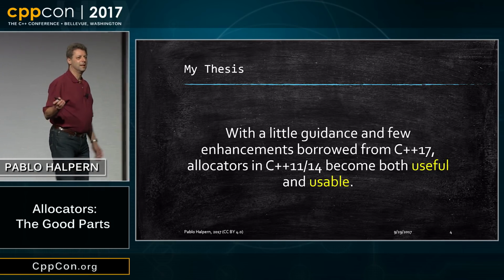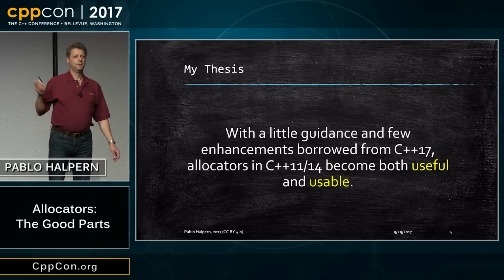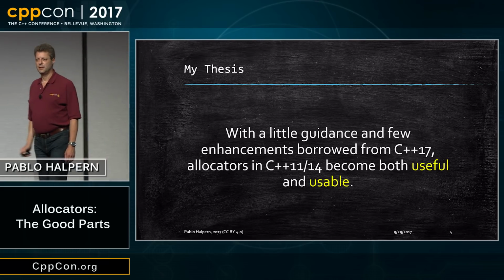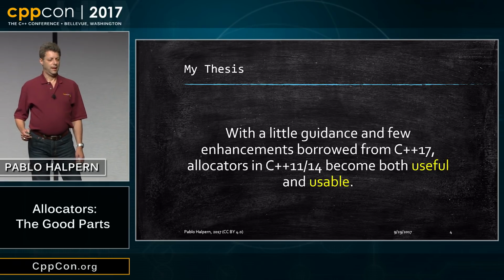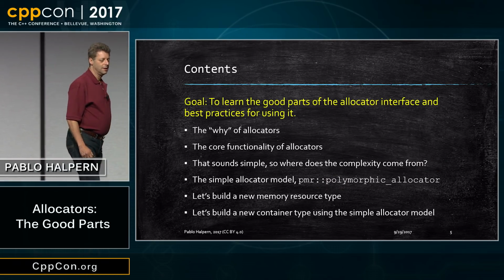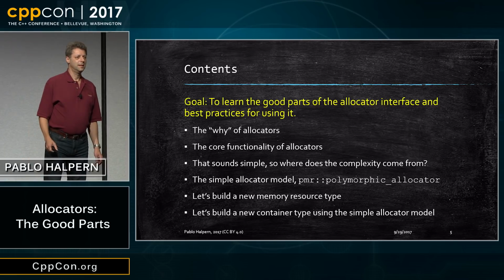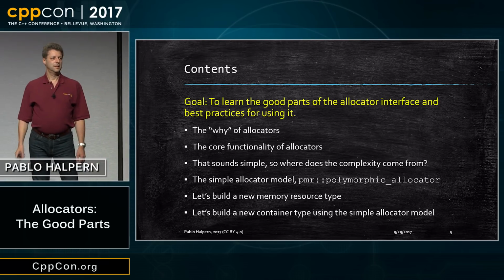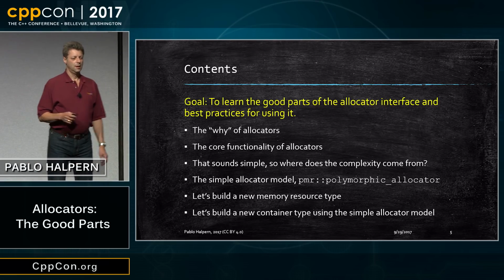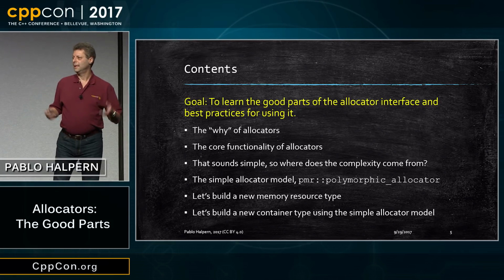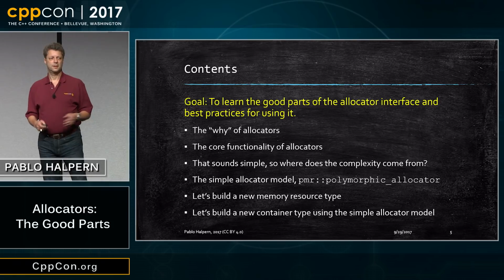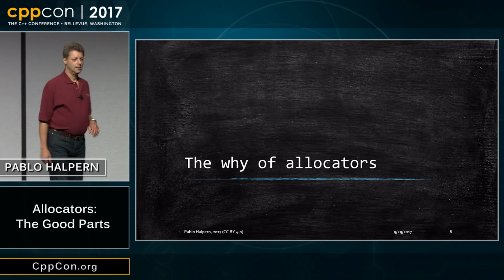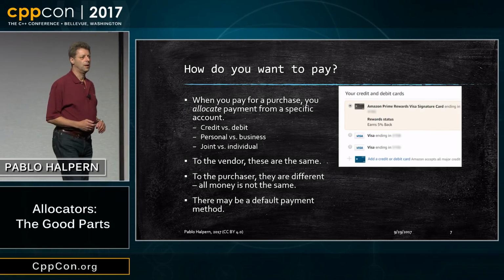So here's my thesis. With some guidance and with borrowing some features from C++17, we can make allocators both useful and usable. So we're going to be talking about really why allocators exist, and then a semi-tutorial on how to write an allocator and how to write a container that uses allocators. So let's start with the why.